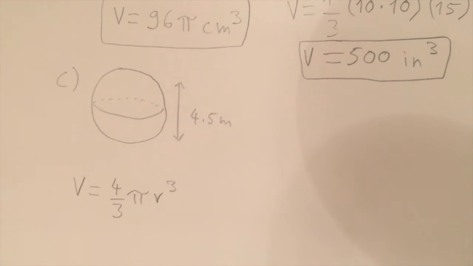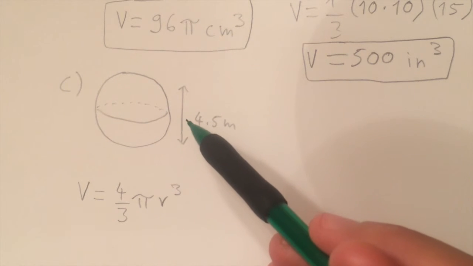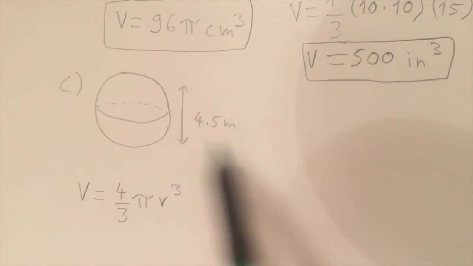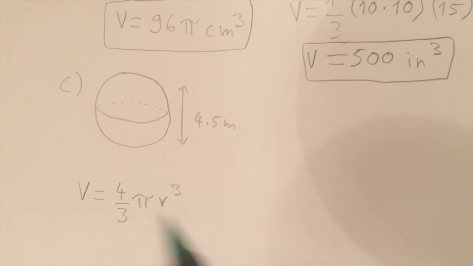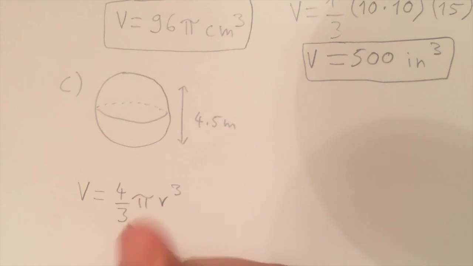Okay, now moving on to part C of this question, the volume of this sphere right here. We know that the volume is 4/3 pi r cubed, and we know that the radius is half of this measurement right here, the diameter. So the radius will be 4.5 over 2, and then the volume, of course, will be 4/3 times pi times whatever 4.5 over 2 is cubed. So let's write that out.